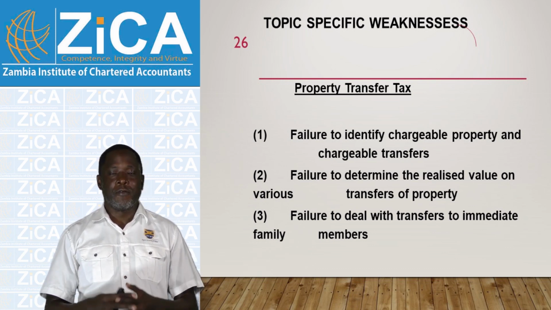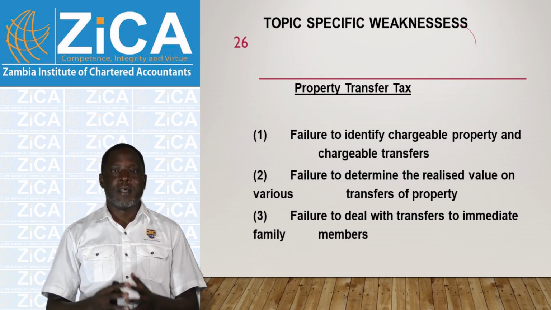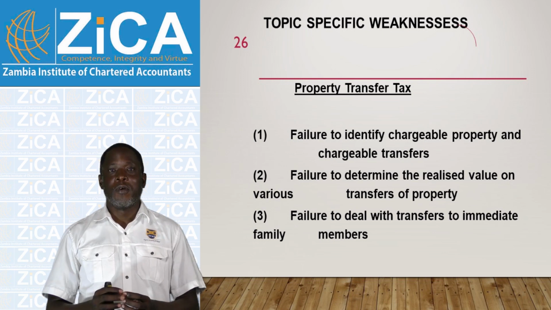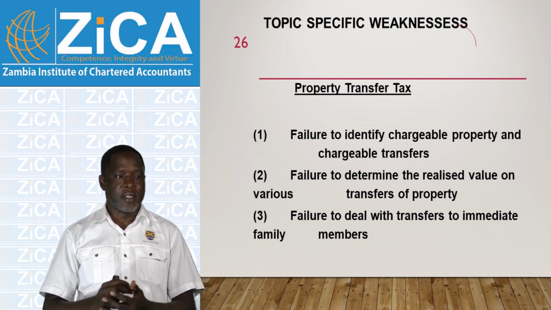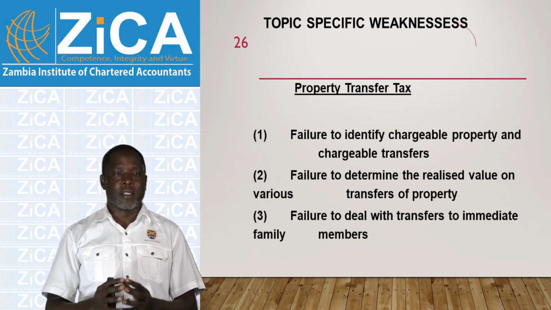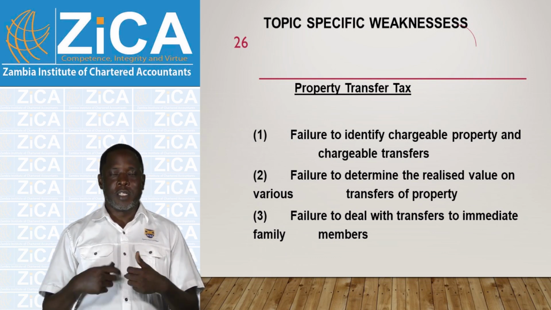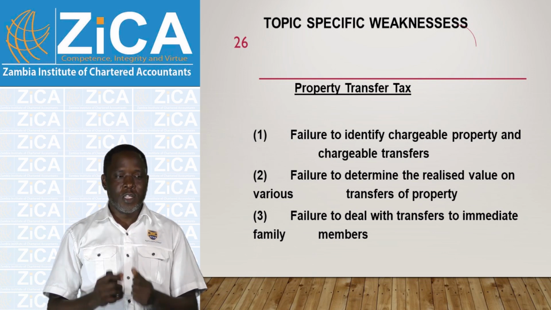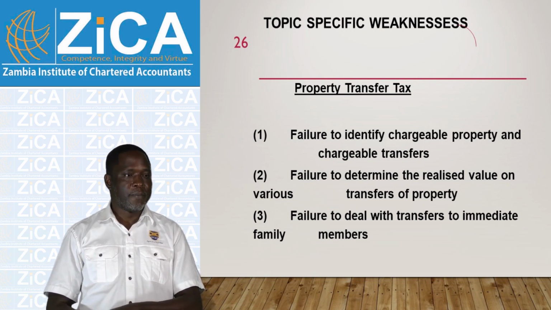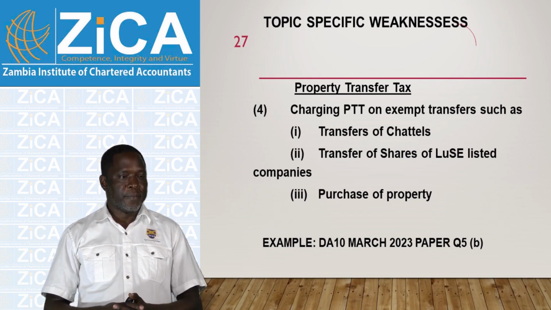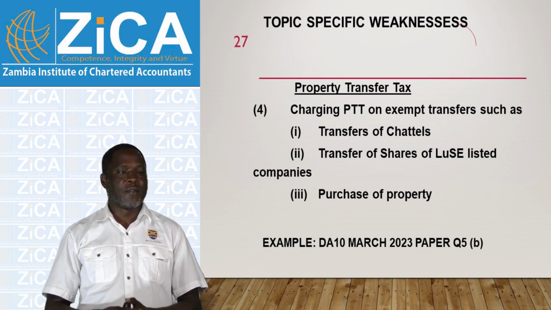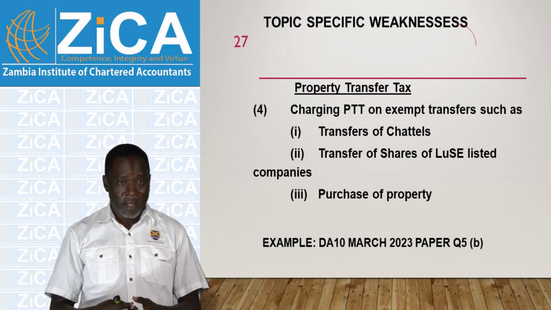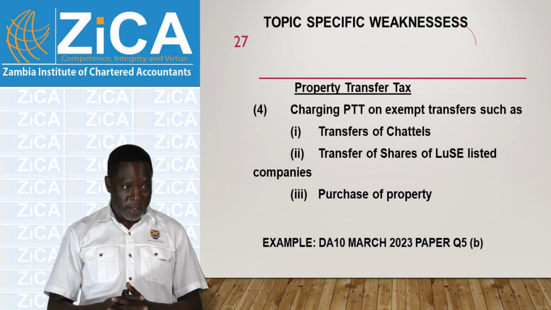So you need to know the definition of property, what qualifies as property in as far as the Property Transfer Tax Act is concerned. Then it is also important to know how the realized value of the different categories of property are determined. You also need to understand the rules which are applied to determine the realized value of property transferred to an immediate family member. You need to know how to deal with transfers to immediate family members. Additionally, you should be able to identify exempt transfers, because in examinations, students will calculate property transfer tax even on transactions which fall outside the scope of property transfer tax.